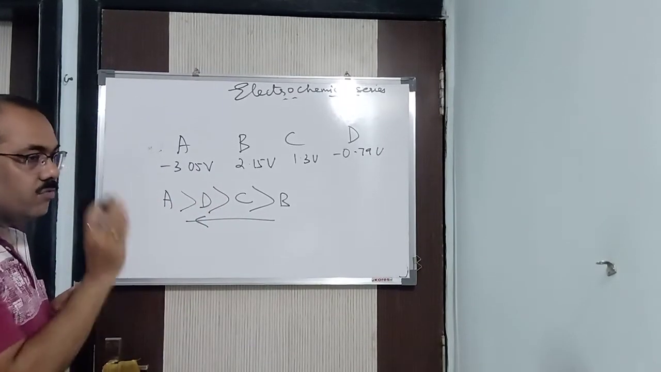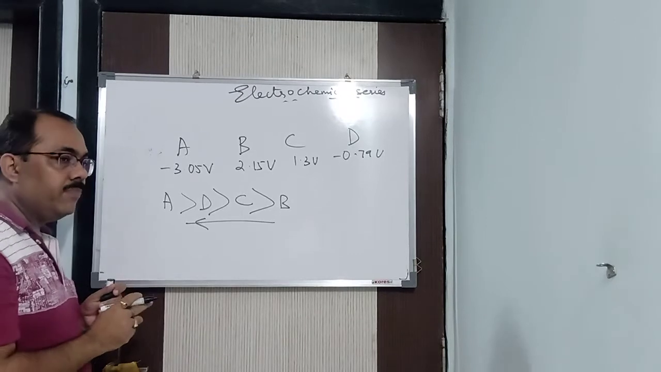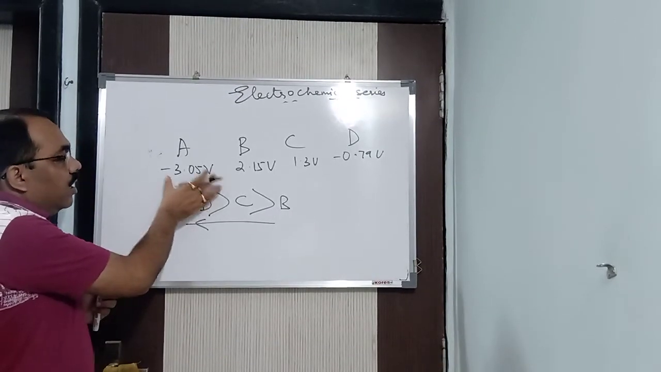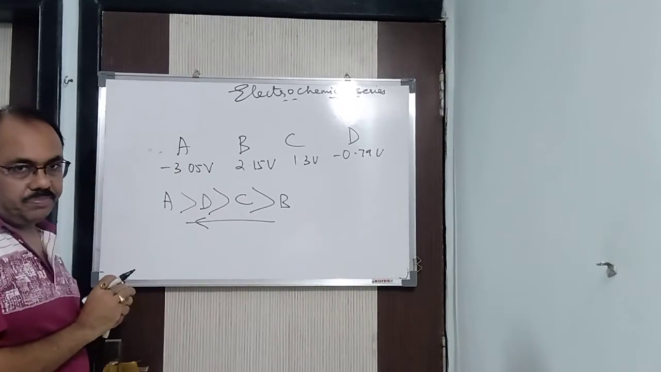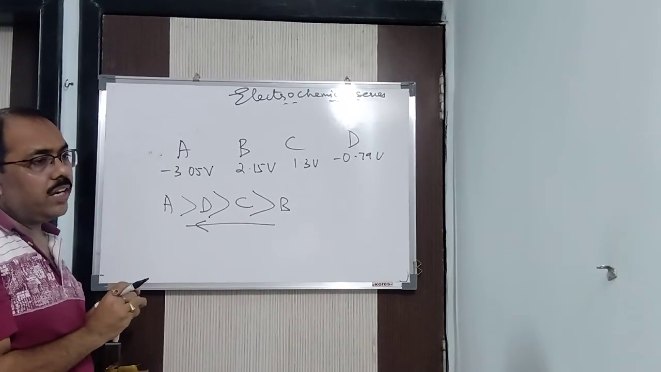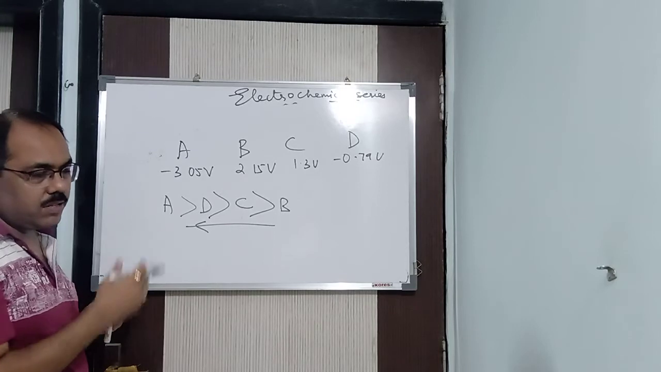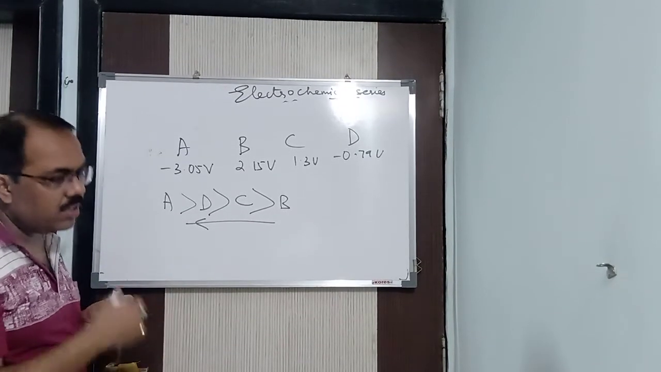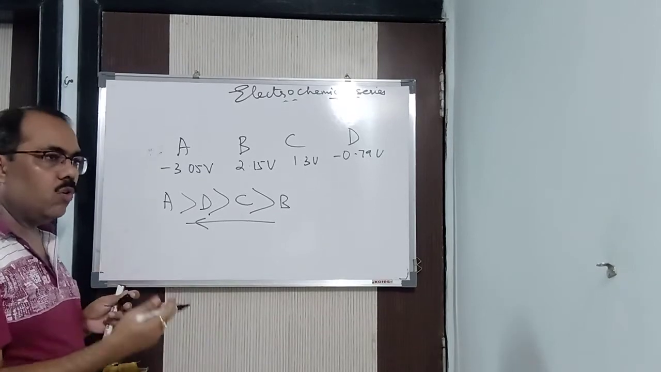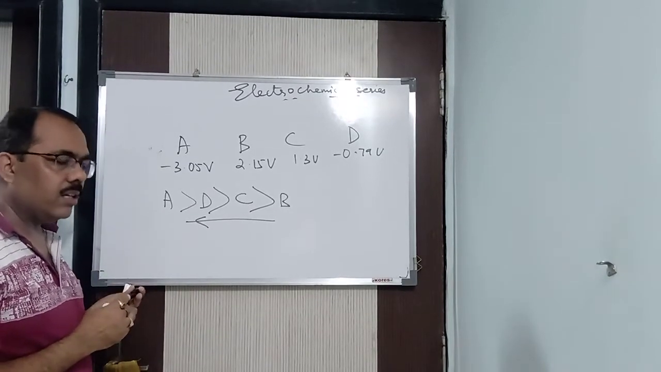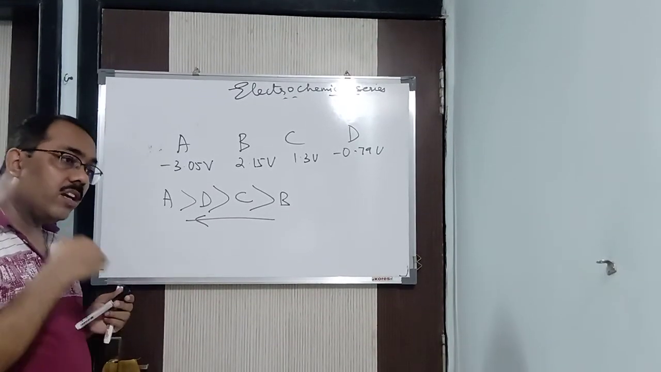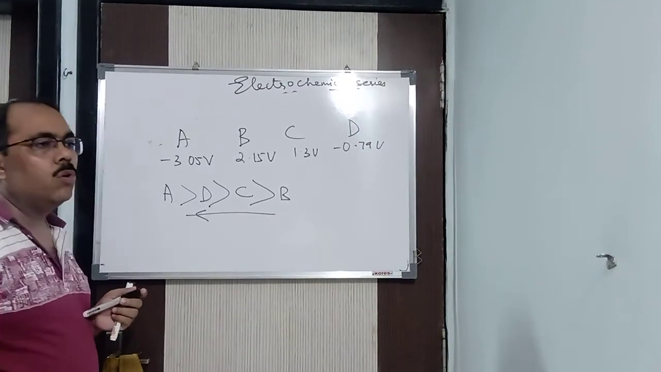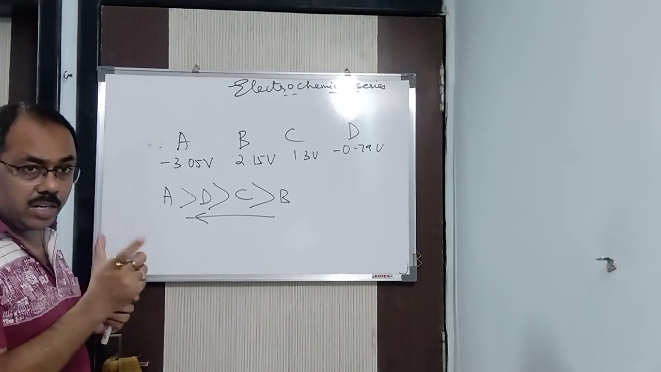What I said to you: the one which is there at the top of the series is having the strongest reducing agent. I told you, the reducing agent, what does it do? It reduces other substances, but itself it gets oxidized. Oxidized means itself it loses electrons. So, listen carefully now. The element which loses electrons readily, that means the one which gets oxidized easily, is the most reactive in nature. Note it and write it down.